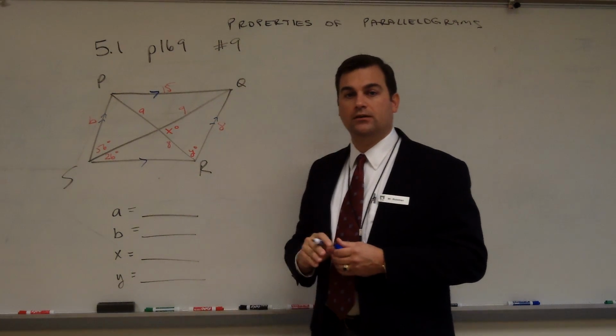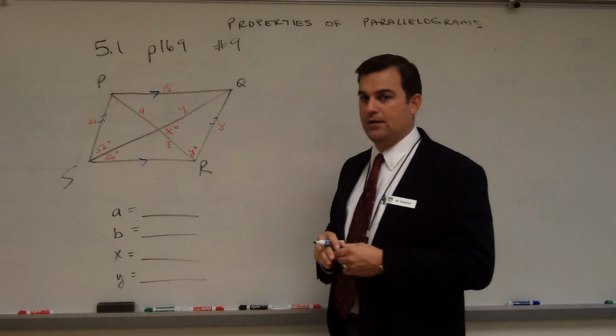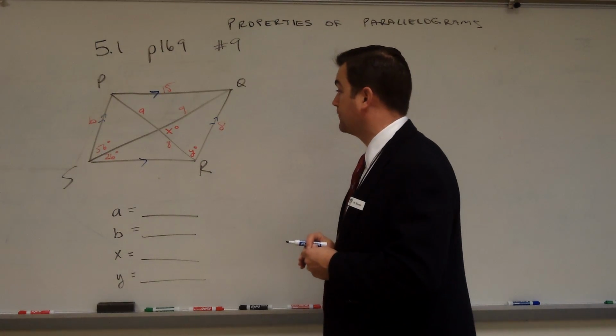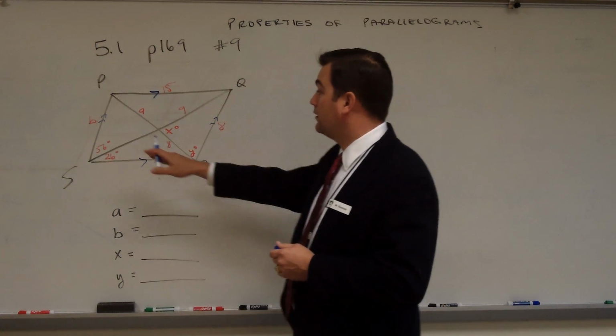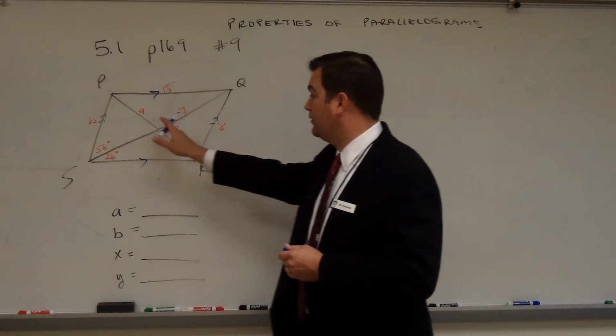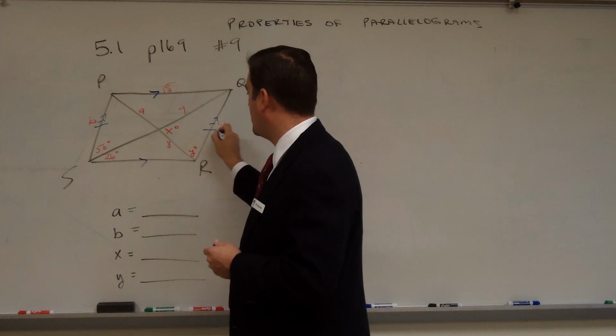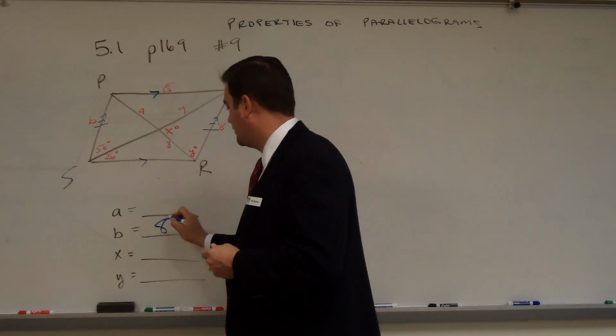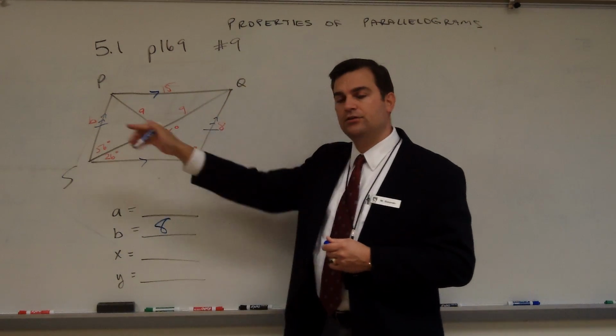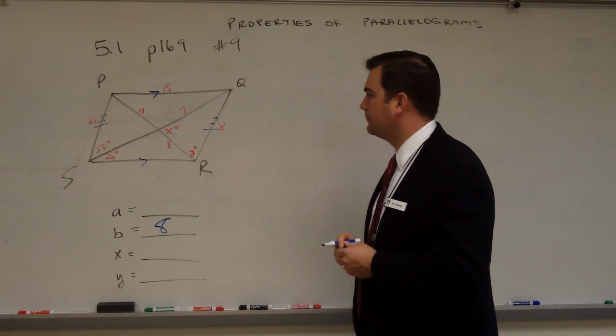If you remember from our lesson, properties of a parallelogram, opposite sides are congruent. Therefore, B will be congruent to its opposite side, which is 8. So there's no calculation required there. I just identify that B is congruent with 8.